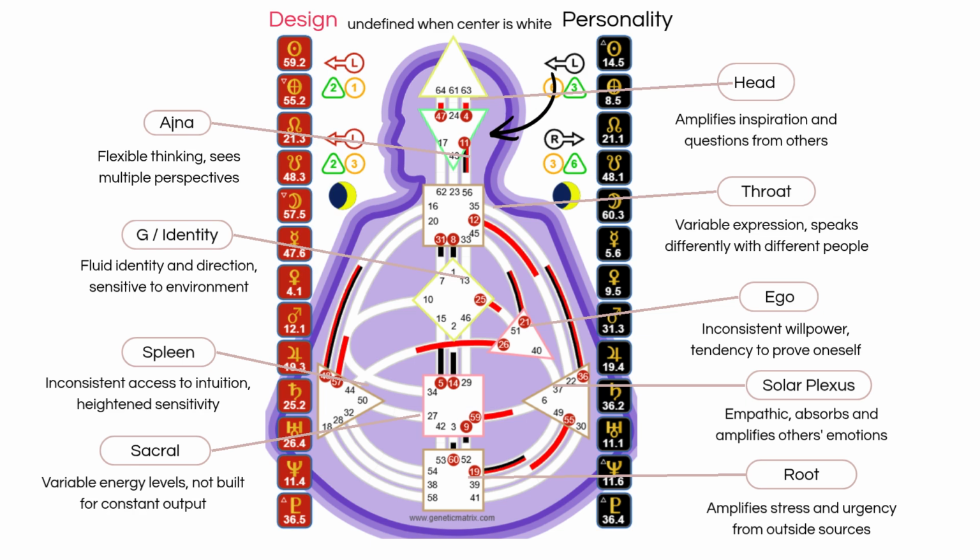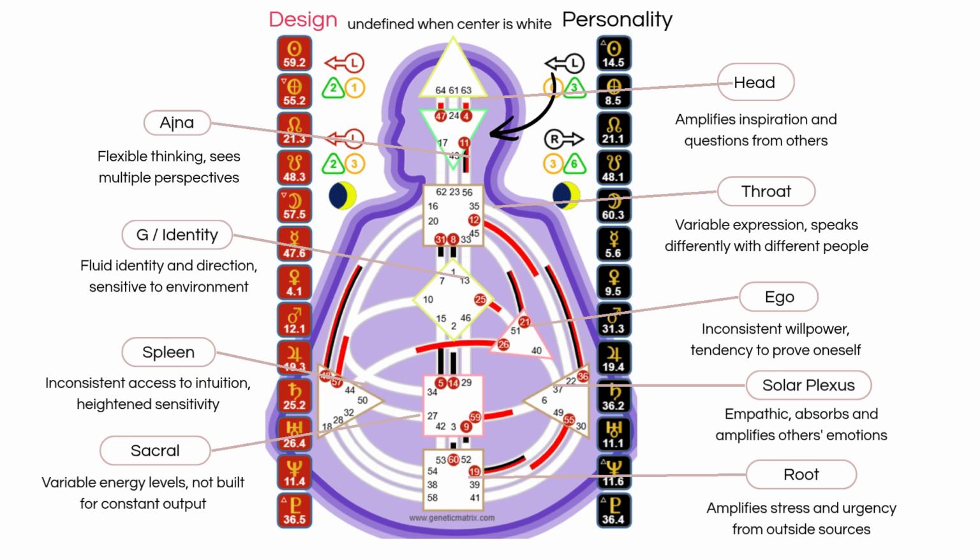When centers are white and only have planets in one side of a channel, they're referred to as undefined. If they had no planets, they would be fully open, as in the case of this chart where the head is fully open. When the head is undefined, it amplifies inspiration and questions from others. When the ajna is undefined, one has flexible thinking and sees multiple perspectives.